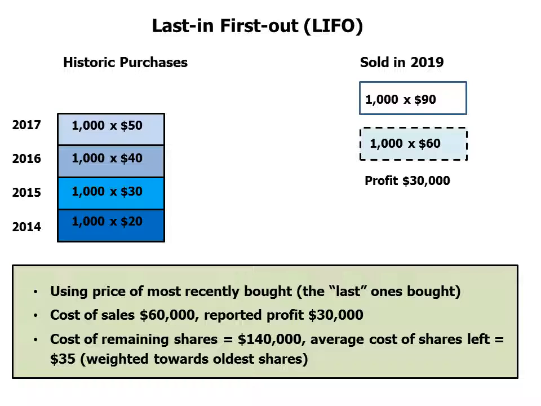And what is left in inventory, the cost of the remaining shares, is $140,000. The average cost of the shares left is $35, compared to $40 before the sale, so it's weighted more towards the price of the oldest shares.